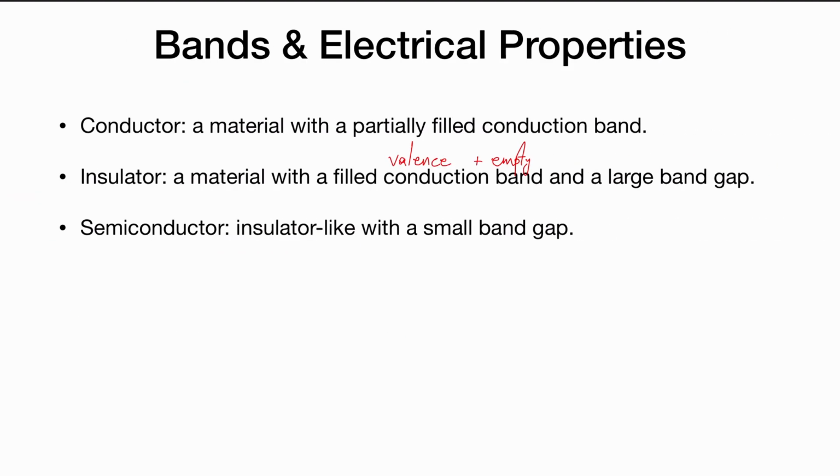Okay, and then finally, a semiconductor will behave like an insulator, but it has a small band gap. And when the necessary conditions are met, this semiconductor will behave as a conductor. This material, although initially it is insulator-like, when the conditions are right, will take on conductor properties.